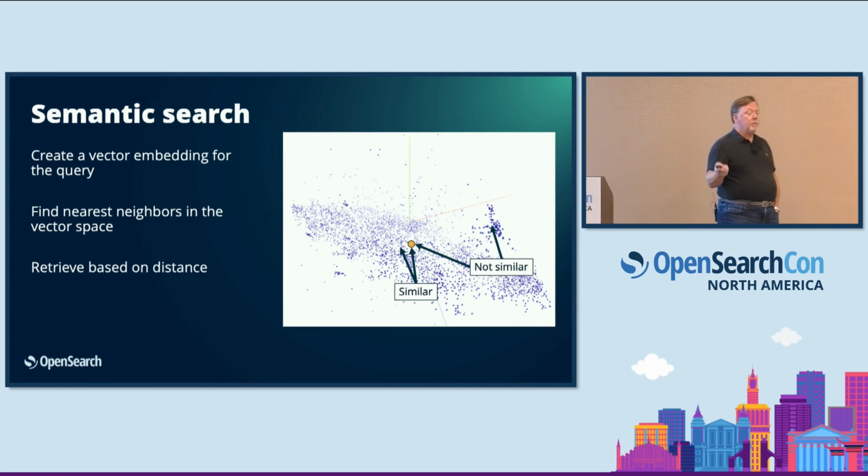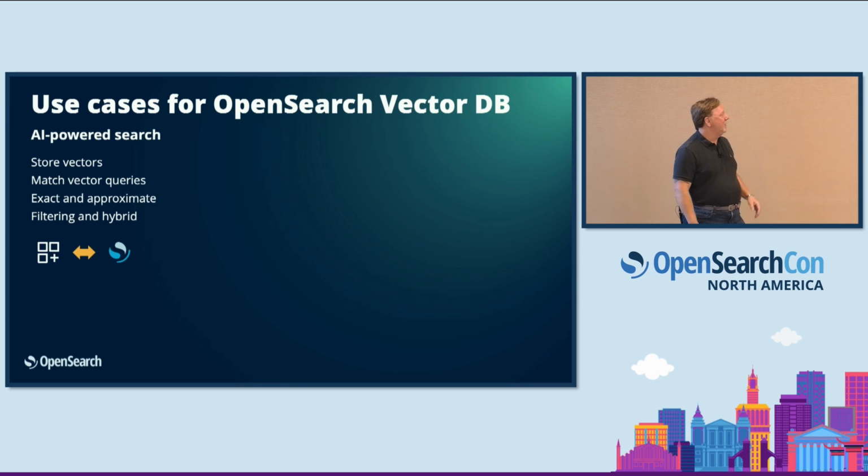So within OpenSearch, you have many, many different ways of accomplishing that, and we'll touch on most of them. But apart from this straight knowledge retrieval, OpenSearch, as a vector database, has several core use cases. First of those is AI-powered search. Store vectors, match vector queries, use exact matching or approximate matching, and be able to filter and run hybrid queries to bring information directly back through an application.